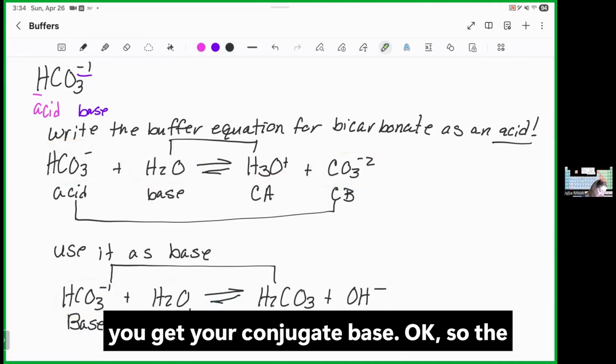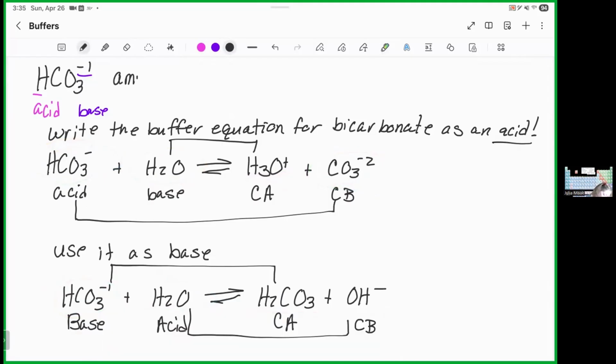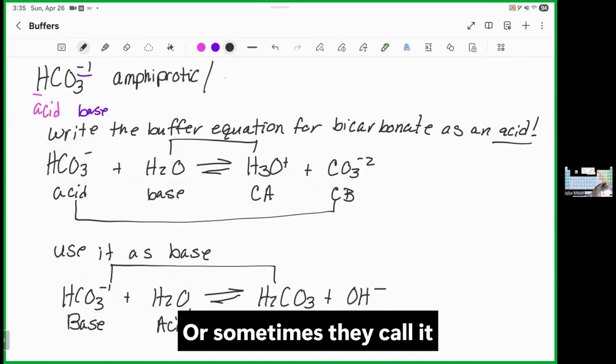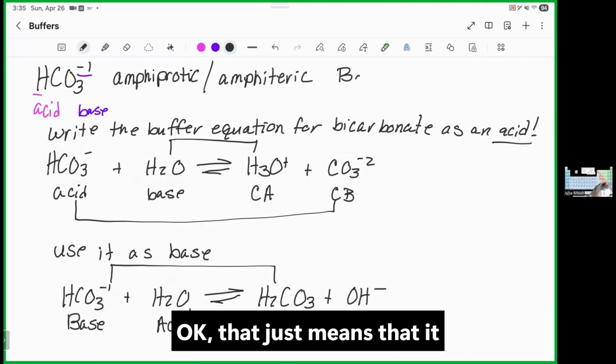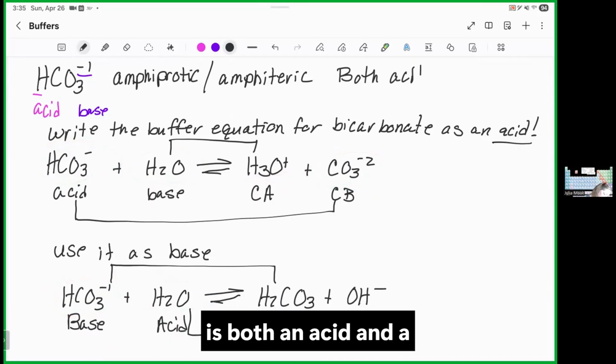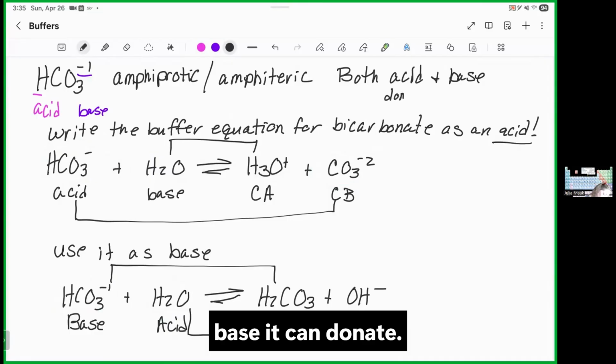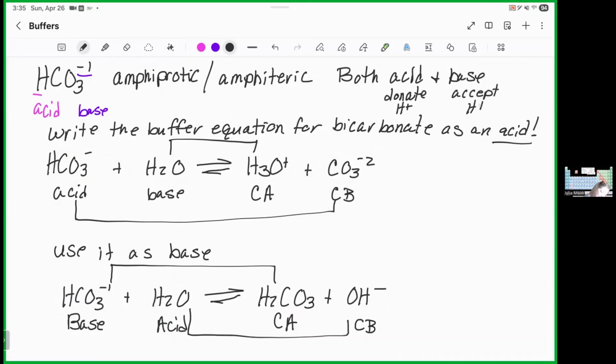Okay, so the amphiprotic, or sometimes they call it amphoteric, that just means that it is both an acid and a base. It can donate hydrogens and it can accept hydrogens.